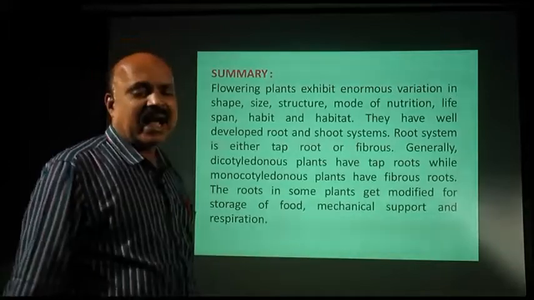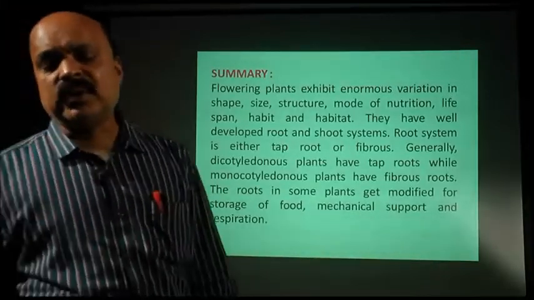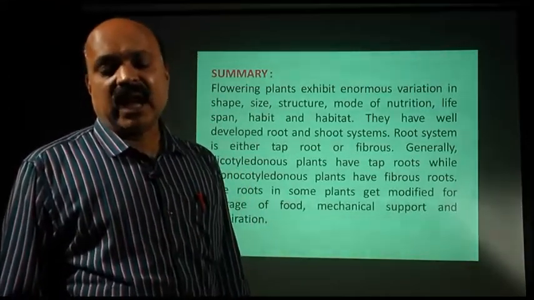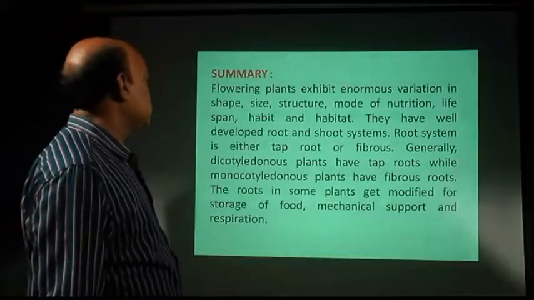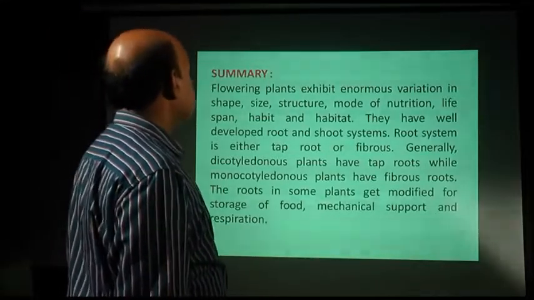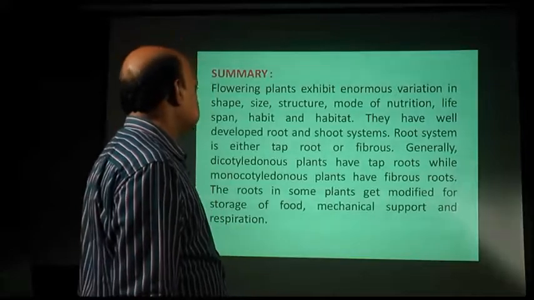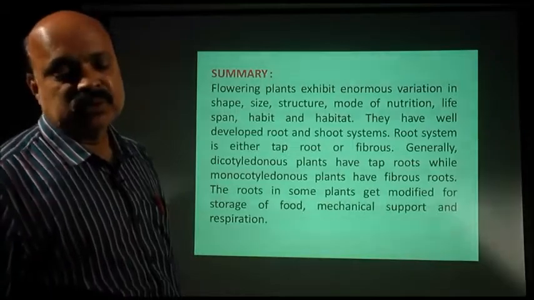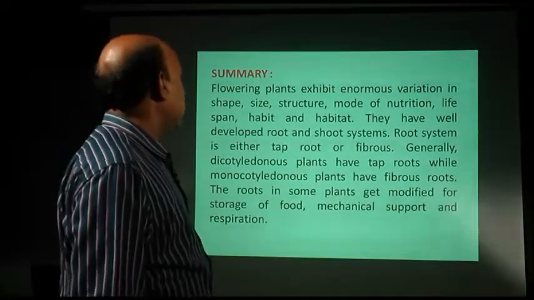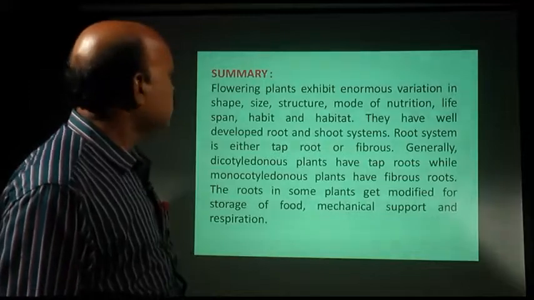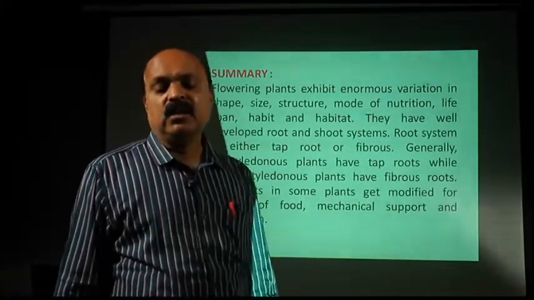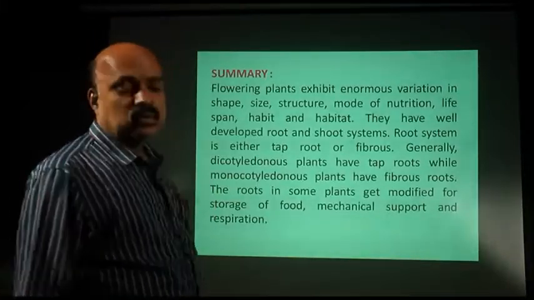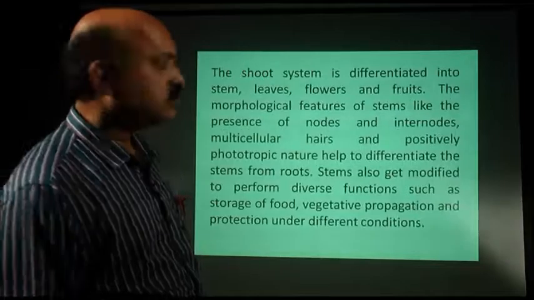Now if we summarize today's study, flowering plants exhibit enormous variation in shape, size, structure, mode of nutrition, lifespan, habit and habitat. They have well-developed root and shoot systems. The root system is either tap root or fibrous root. Generally, dicotyledonous plants have tap roots while monocotyledonous plants have fibrous roots. Roots in some plants get modified for storage of food, mechanical support and respiration.